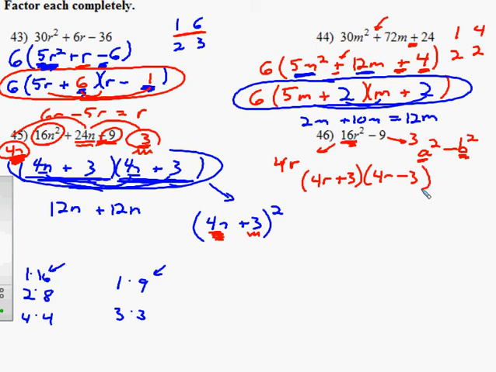So if it fits the form a squared minus b squared, it's going to factor to a plus b times a minus b, which is really saying the square root of the first plus the square root of the second, and then the square root of the first minus the square root of the second. And that is factoring completely.